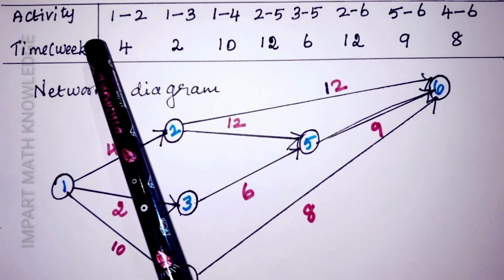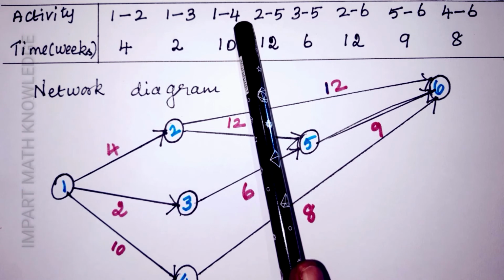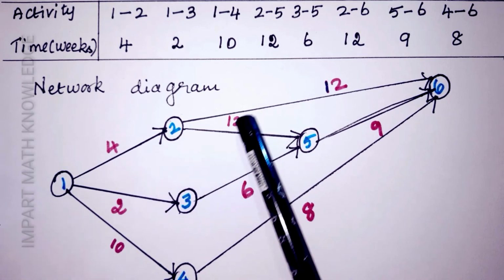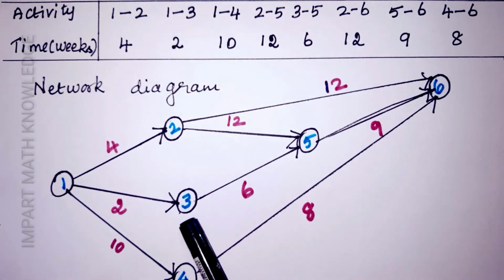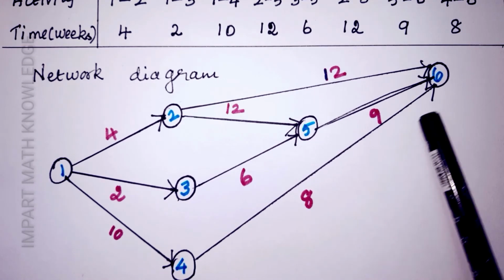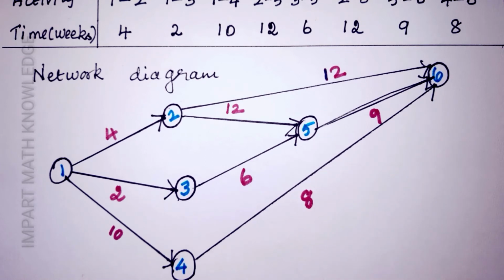In the given problem, 1 is the initial node. From 1 you have to draw 2, 3 and 4. So 1 to 2, 1 to 3 and 1 to 4. From node 2 you have two activities. One is 2 to 6, another one is 2 to 5. From node 3 you have only one node, that is 3 to 5. From node 4 a single node, that is 4 to 6. Node 5 again a single node, that is 5 to 6. The duration for each activity is given in the problem.